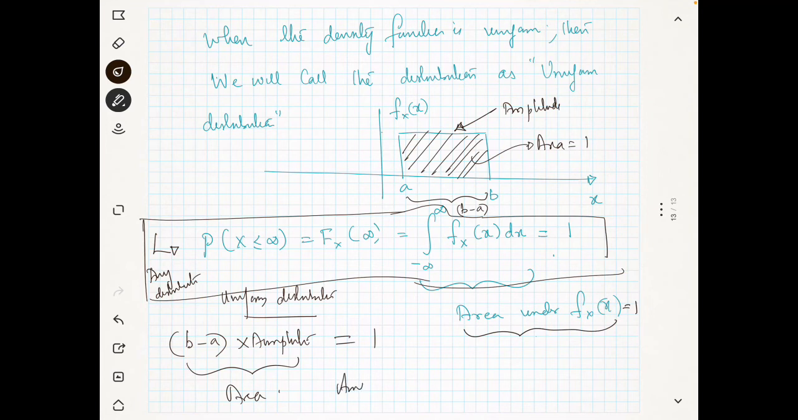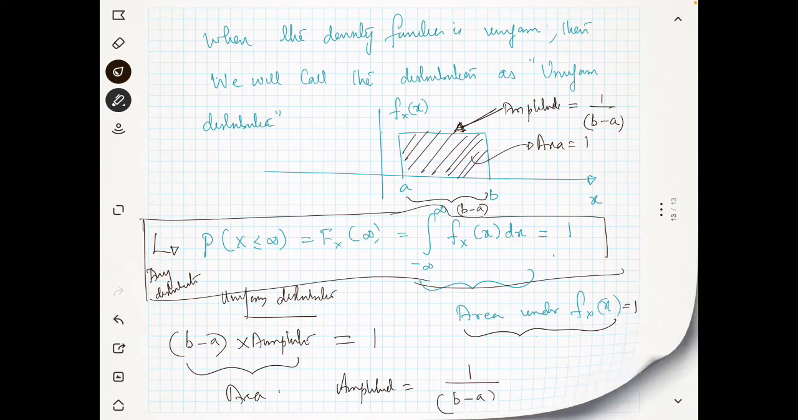So what will be the amplitude? The amplitude will be equal to 1 by b minus a. So basically this amplitude will be 1 over b minus a. This is the idea of the PDF, and this is the uniform distribution. Now we will see some properties of the PDF.